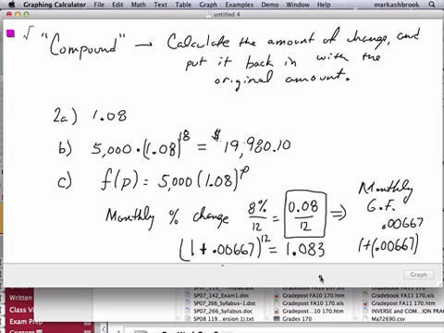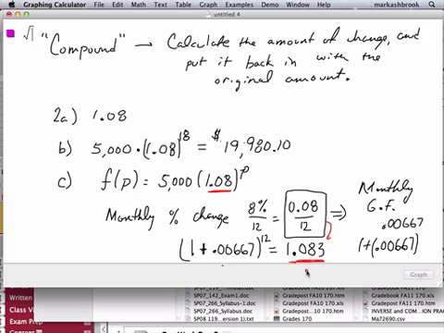So annually, it was going up 8% every year. By taking that 8% and chopping it into 12, what is it really doing now every year? It's a little bit better. Do you see that? It's a little bit better this way. So it's to your advantage that they do this.